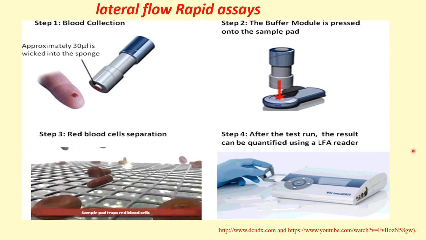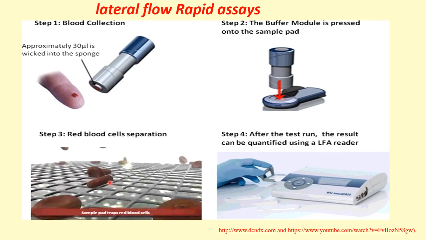This slide shows in much more detail the principles and the protocol of performing the lateral flow rapid assay for the detection of different viruses, with special reference to coronavirus COVID-19. The first step, as you see here in this slide, is the collection of blood from the fingertip of the patient. Usually we collect about 30 microliters of blood sample. Then, as I mentioned previously, this is the cassette, similar to the one that I described in the previous slide. Then you place the blood sample in the cassette.